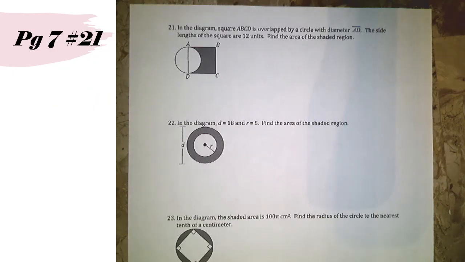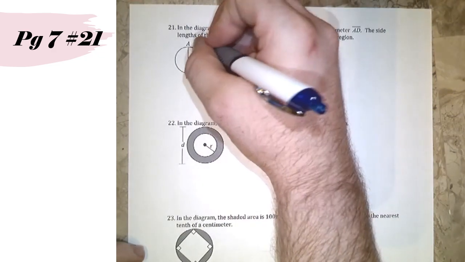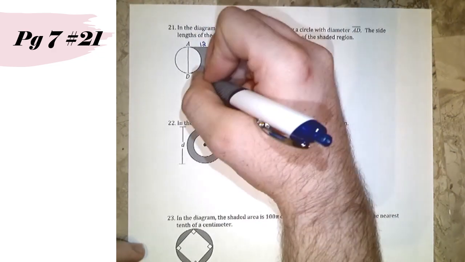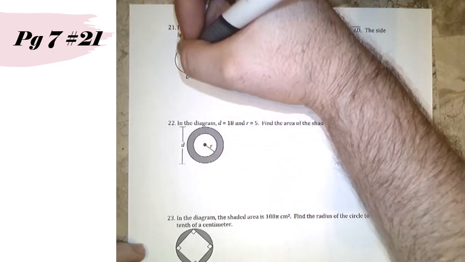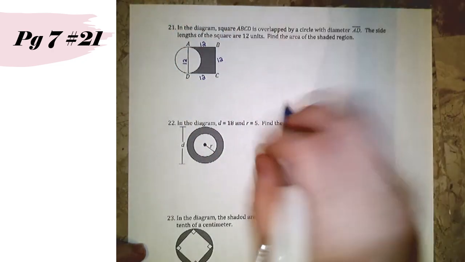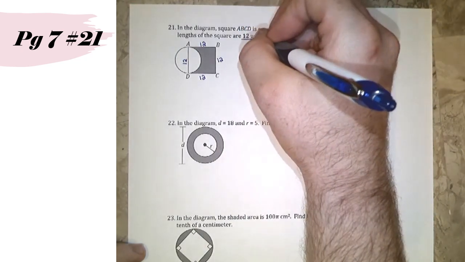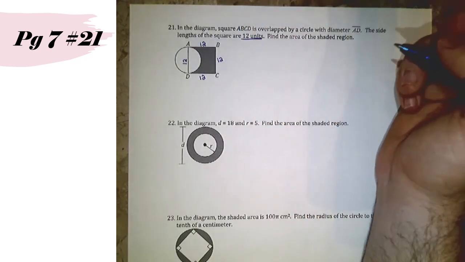Okay, so we are on page 7, number 21. It's saying in the diagram, square ABCD is overlapped by the circle with the diameter of AD. The side lengths of the square are 12 units. Find the area of the shaded region. So with this one, they tell us that each side of the square is 12 units. That's what I just labeled.